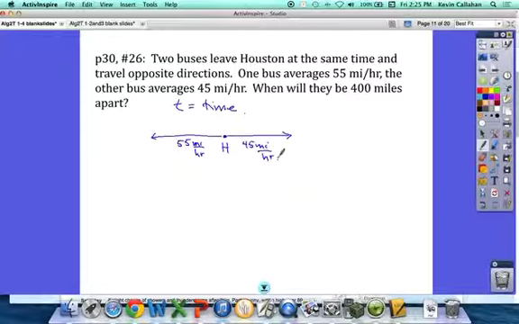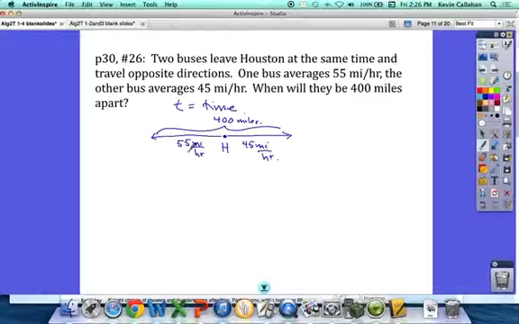Okay, we're trying to find when the distance is 400. They're driving in opposite directions. Well, let's see. These 55 miles an hour, 45 miles an hour, those are speeds, right? So what's the relationship between speed and distance and time?